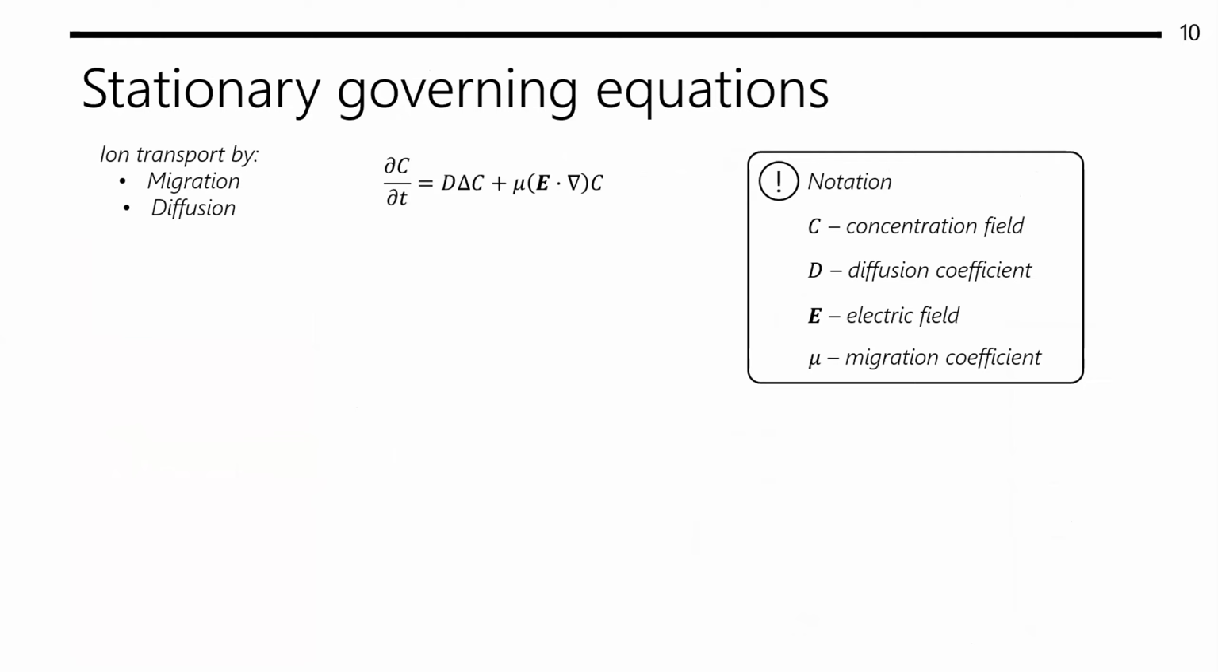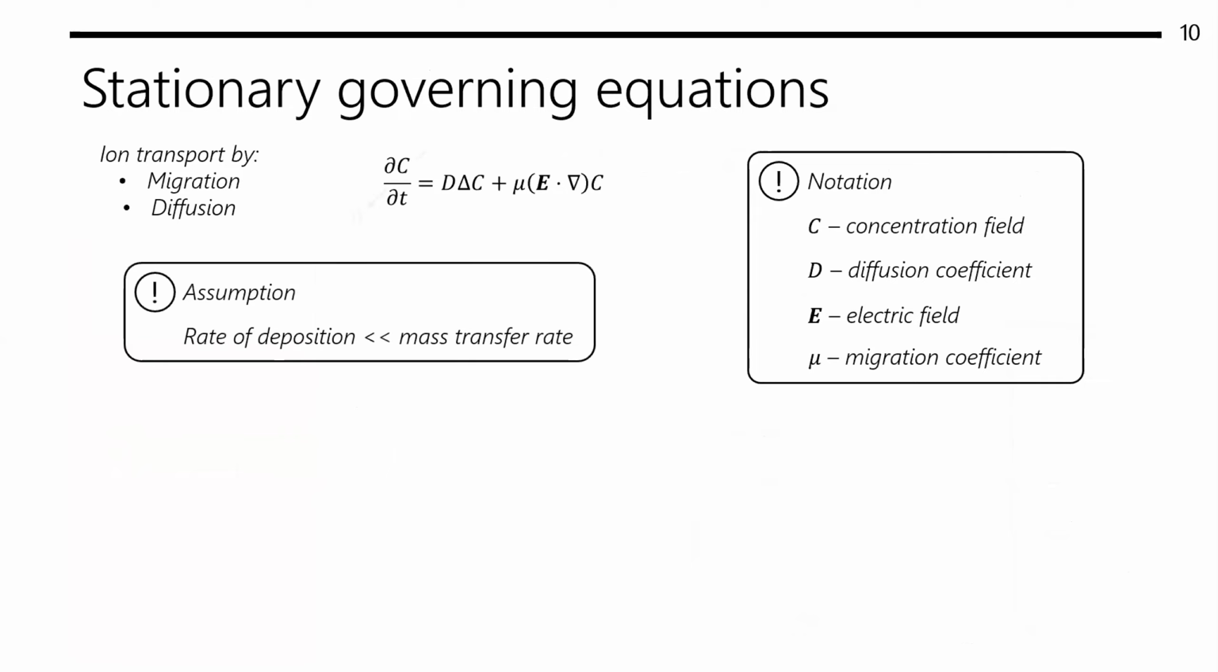Then moving on to a theoretical description, the process may be described by the transport equation with a diffusion term and a migration term caused by the motion of charged ions. So we make the assumption that the rate of the deposition is much less than the mass transfer rate, so the concentration stays constant over our lattice.